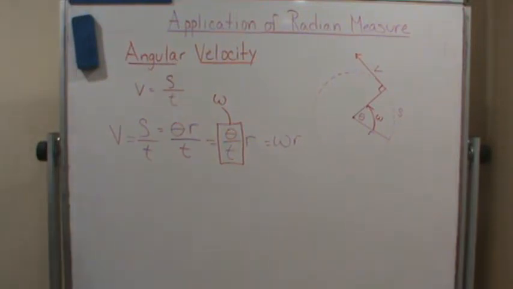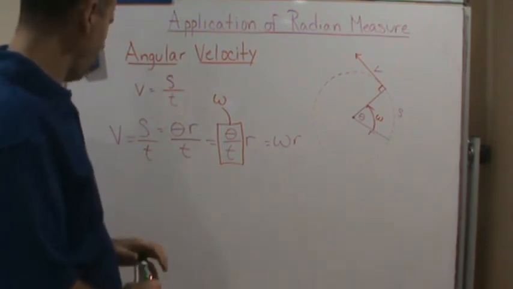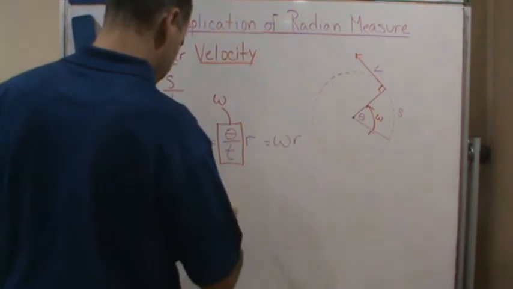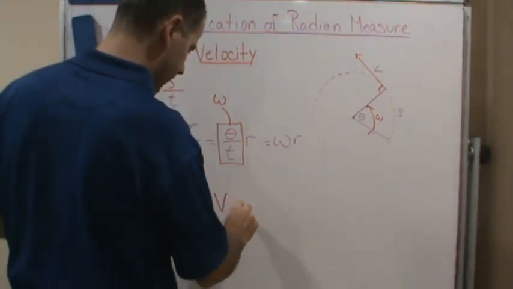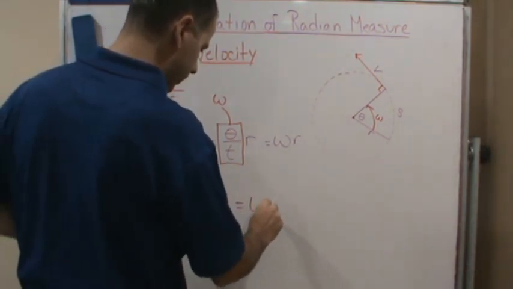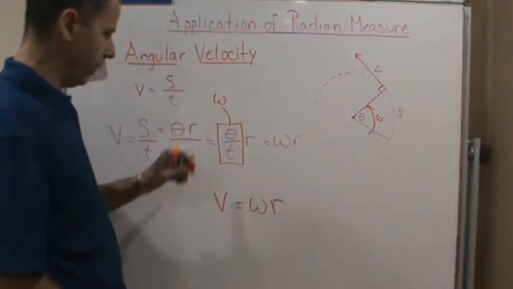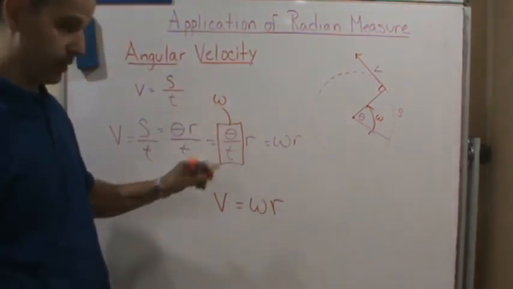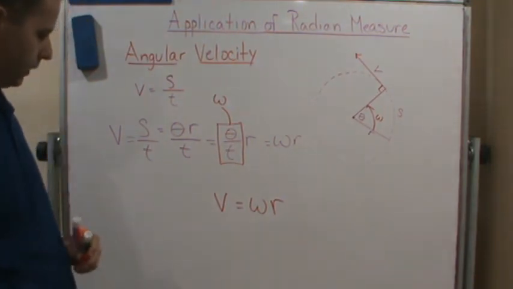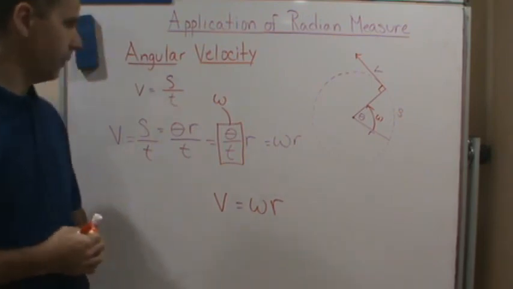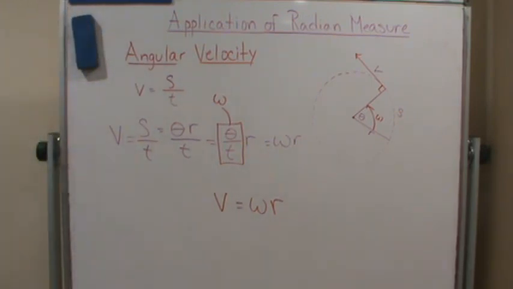Okay. So the result is this. Linear velocity is going to be equal to angular velocity times the radius, where angular velocity is theta divided by t. Okay? And I think that's it. Is there anything else I need to say?